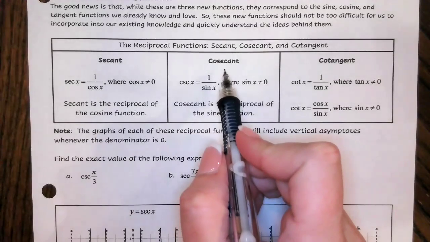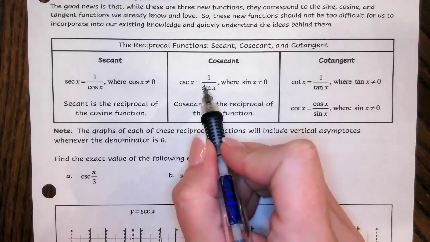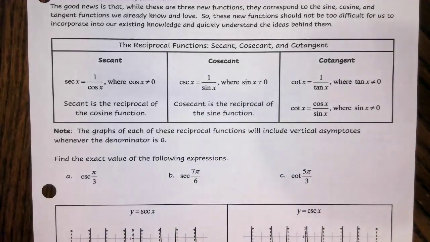The next one here is the cosecant. It is the reciprocal of the sine function. Again, where sine is unequal to 0, since sine is now in the denominator. And when we have a 0 in the denominator, it is undefined. And so the cosecant is the reciprocal of the sine function.